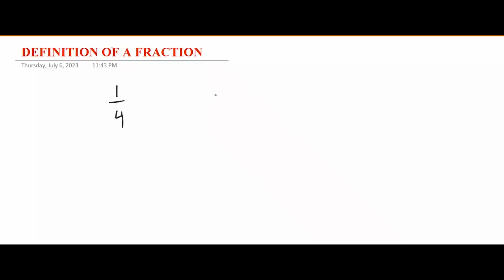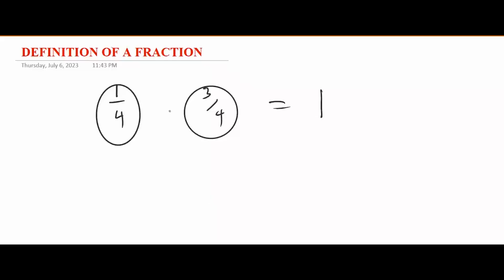Don't forget that you have 3 out of 4 left, which could also be written as 3/4, which is also a fraction. So what happens when you combine these two fractions together, 1/4 and 3/4? Of course this should add up to 1, because you took 1 out of 4 and you have 3 out of 4 left. So when you combine the two, you should have a whole.